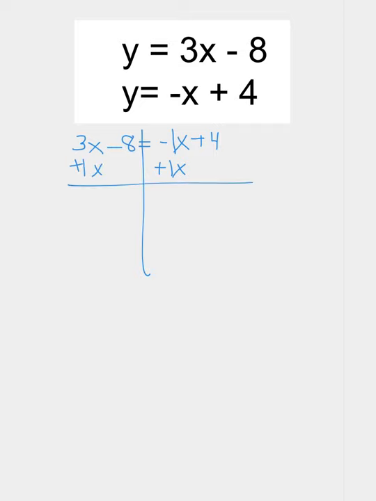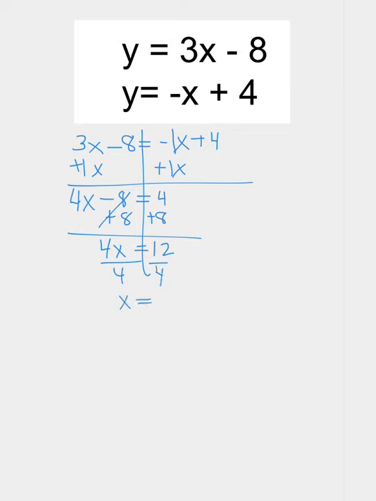That gives me 4x minus 8 equals 4. I will add 8 to both sides. 4x equals 12. Divide both sides by 4. And x will equal 3. So my x coordinate is 3.